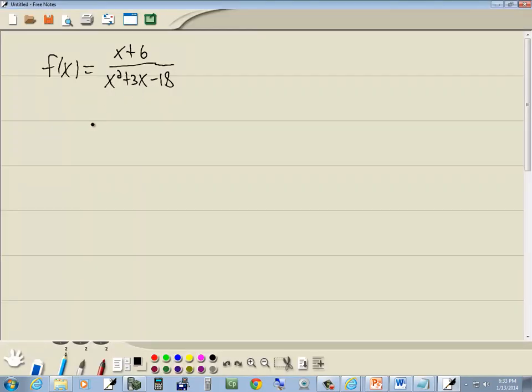Again, we find out what's discontinuous, so we set our denominator equal to 0. x squared plus 3x minus 18 equal to 0. And I can factor this. This is x squared, with no number in front of our x squared, so this is a PST.